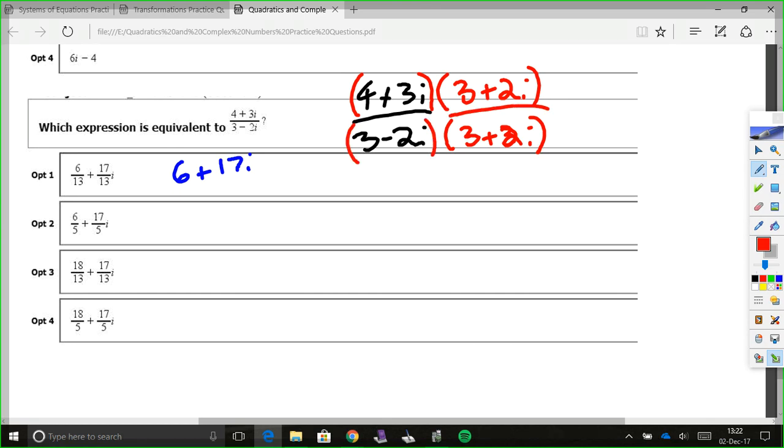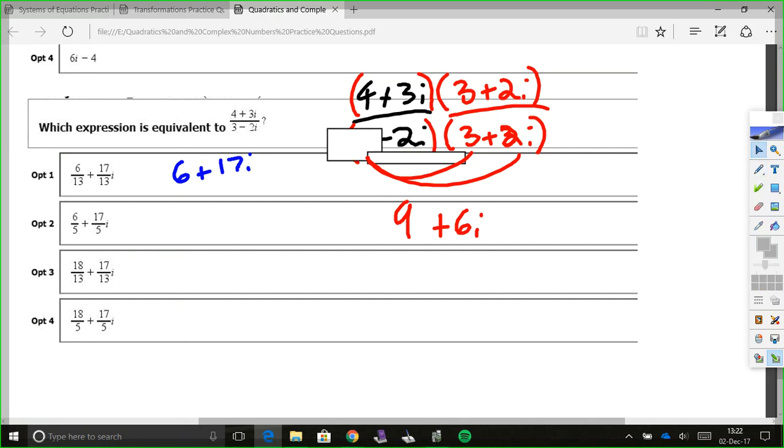So let's cover up one of these, and then let's start distributing to the bottom. We have 3 times 3, which is 9. 3 times 2i, which is 6i. And then let's distribute the other side. Now it's a negative 2i, let's keep that in mind. Negative 2i times 3 is negative 6i. And negative 2i times positive 2i is negative 4i squared.